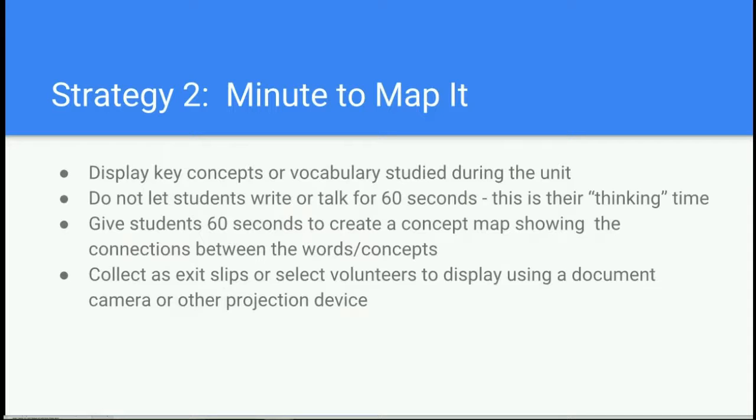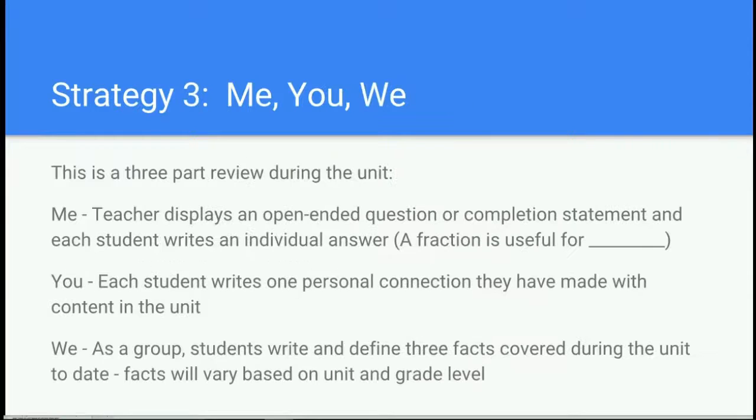Strategy 2 for a formative is minute to map it. And you give students key concepts or vocabulary, and you give them 60 seconds of doing nothing but thinking and planning out how they're going to do their map. And then you give them 60 seconds to create the concept map. You can judge a lot by what students know when you start having them put those words on their own into an individual concept map without allowing for that group discussion. Again, exit slips or volunteers to display theirs.